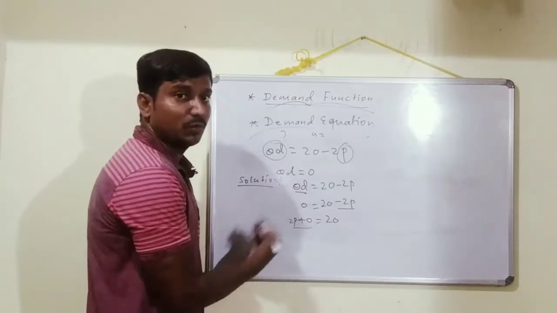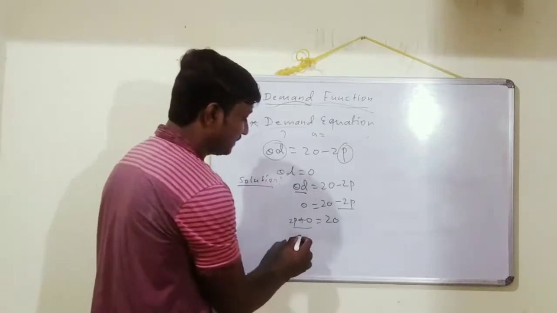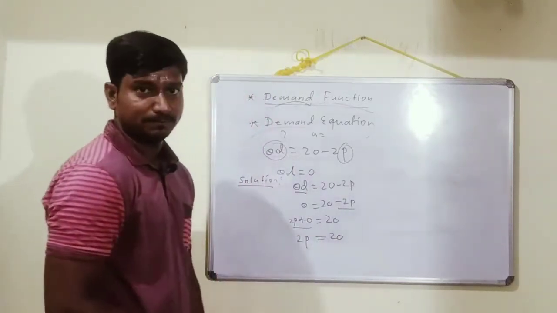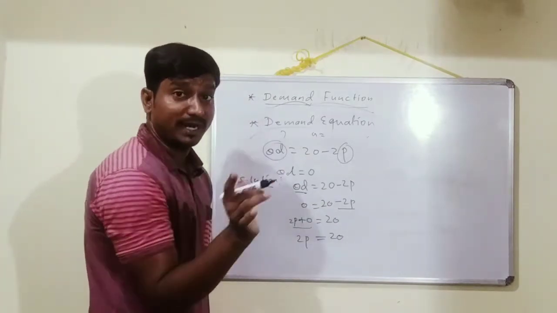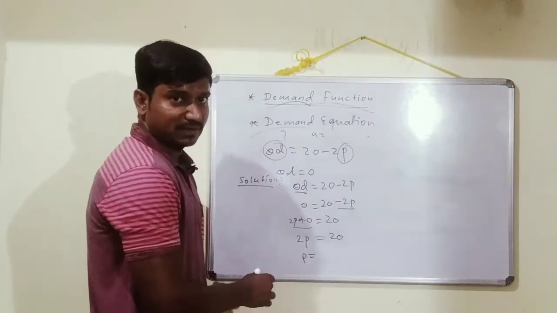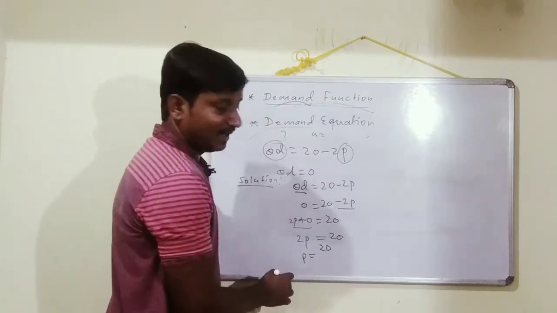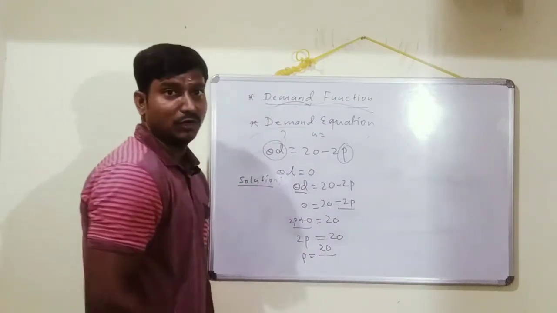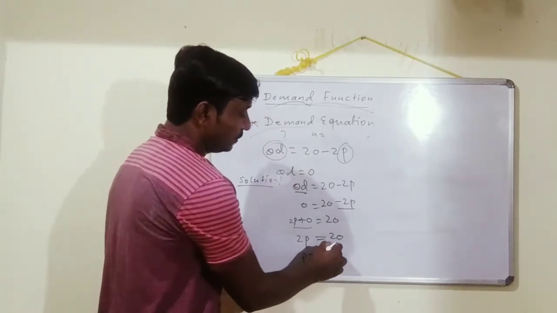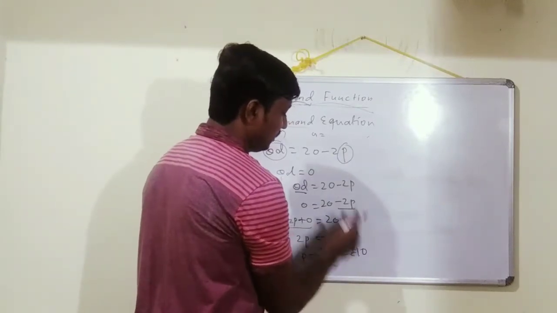If we add these two, what do you get? 2P plus 0, 0 means nothing, so 2P itself is on the left side. 2P is equal to 20. What do we want here? We want the price. What is the maximum price? So I have to calculate the price. P is equal to 20 over 2, the 20 remains and 2 comes to the denominator. 2 tens are 20. Then the answer is rupees 10.